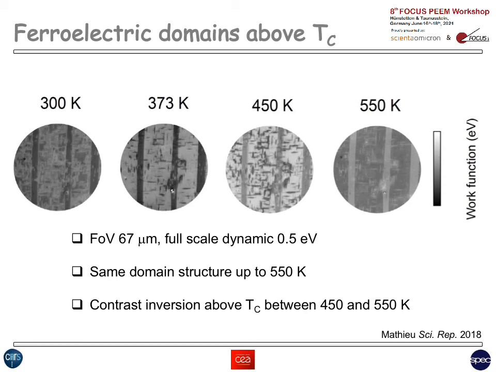And this contrast inversion, as I said before, is the signature of a change in the surface potential, which we can link to the direction of the ferroelectric polarization. So what is happening here is a switch of polarity, which is the true signature of ferroelectricity. In other words, the surface region, or the very near surface region, remains ferroelectric above the Curie temperature.